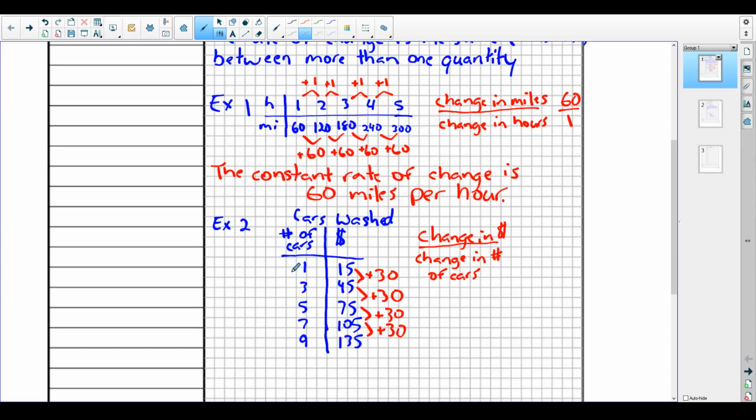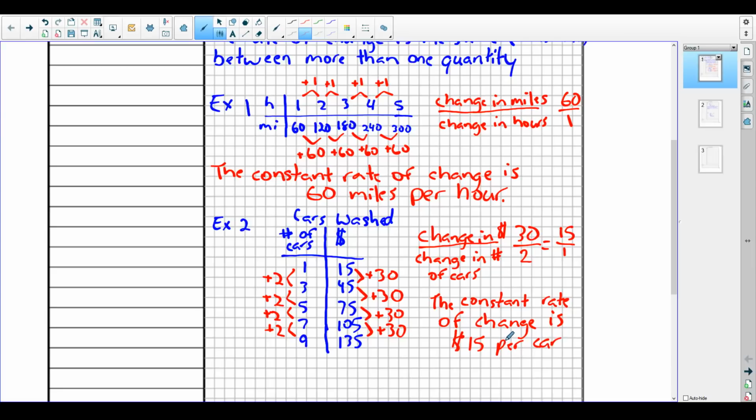And then over on the other side, our number of cars is also changing, but this is changing by 2 every time. Plus 2, plus 2. So then our rate would be $30 for every 2 cars, and then we can simplify that to $15 per car. So the constant rate of change is $15 per car. This is also a linear relationship.